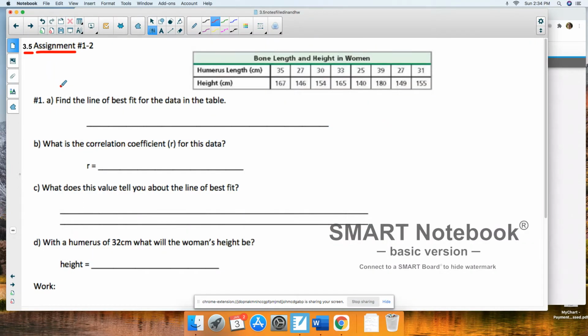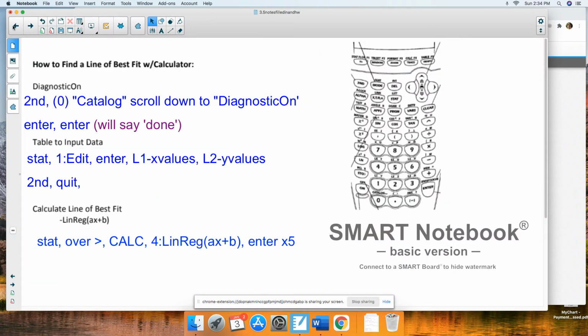The first thing they want us to do in this application is to find the line of best fit. So how do we find the line of best fit? We need to input all of this data. If you don't remember the exact steps, we do have our video that talked about how to find the line of best fit with the calculator. That's right here, and then kind of what that means.